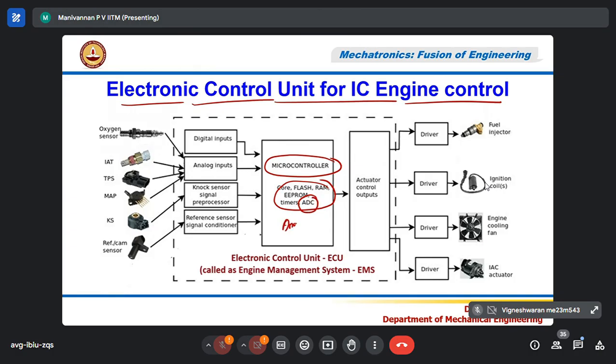ADC is called analog to digital converter. This IC is used for converting analog sensor signal to digital signal, so that it can be given to microcontroller. The whole thing we call ECU, or electronic control unit, which is like a small computer. We know that a computer can understand only binary numbers, binary signal. That is the job of the ADC. We will see how the ADC works as a part of this course.